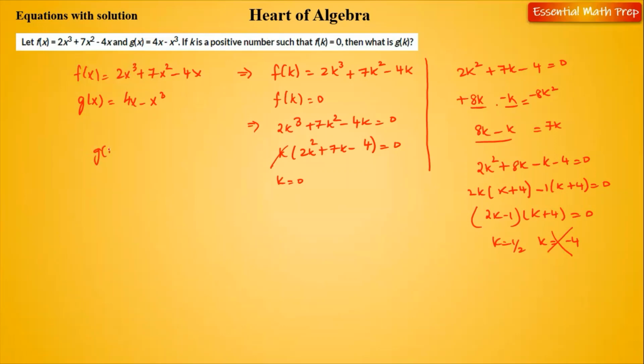So what is g of k? G essentially is g of 1/2, and we know g of k is 4k minus k cubed, right? So g of half would be 4 times 1/2 minus 1/2 cubed. So that's 2 minus 1 over 8. The common denominator is 8, so 16 minus 1 is 15 over 8.